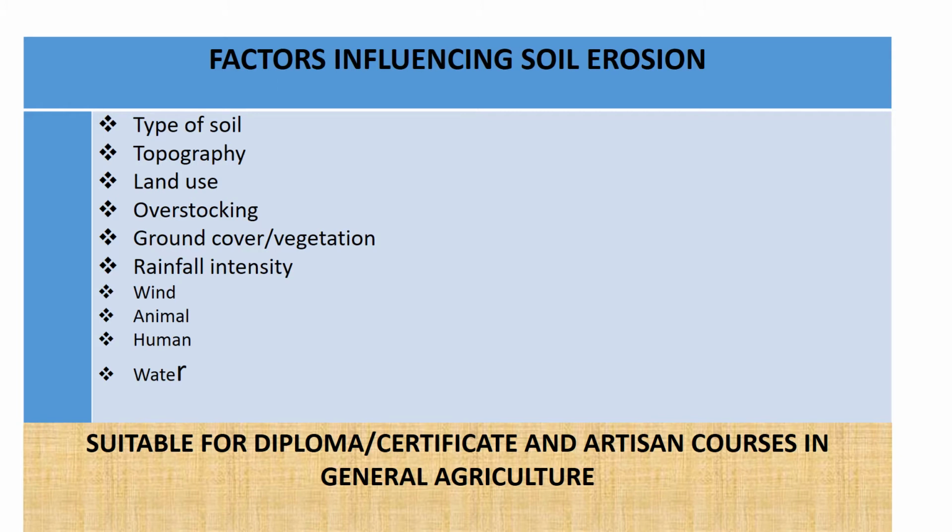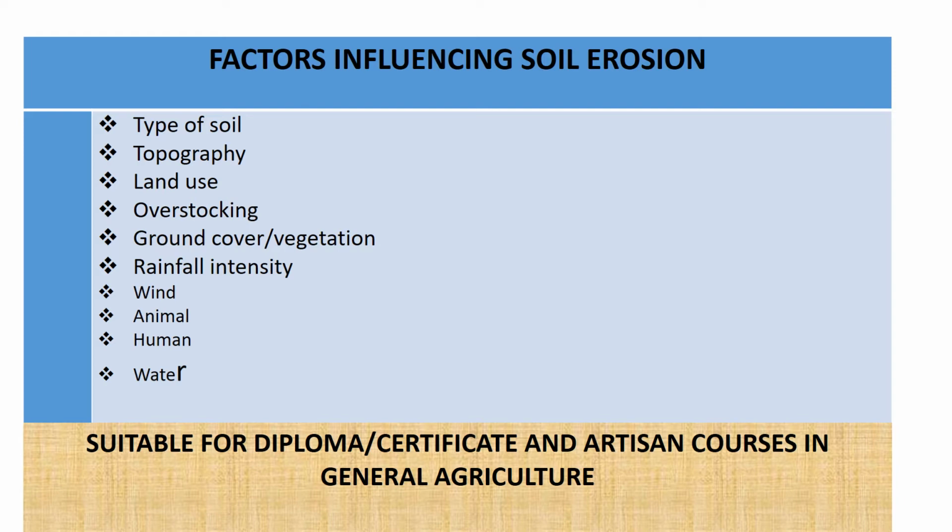The second factor that influences soil erosion is the topography. Topography is the slope of land. This is how the land slopes. Then land use, how frequently that particular land is used. We have overstocking, where a farm or an individual tries to rear many livestock per unit area that are not proportional to the required area for livestock to occupy that particular area.